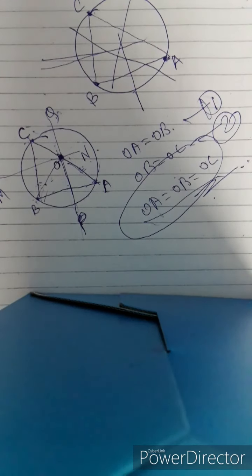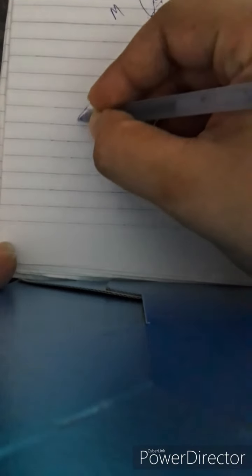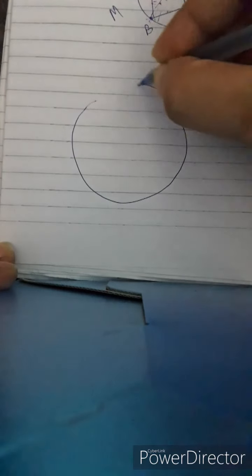I hope you got this. So coming to the next theorem, we'll prove that equal chords of a circle are equidistant from the center. So how do we do that? This is a circle.